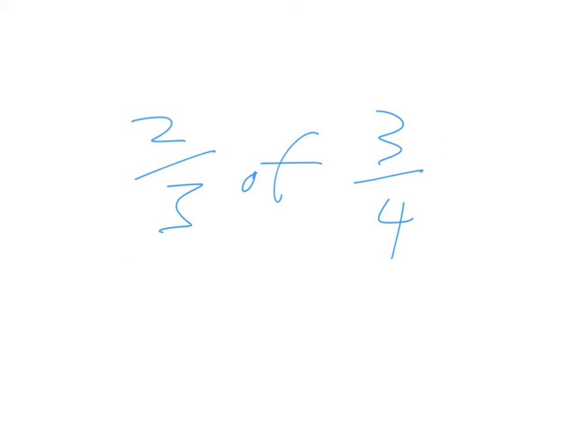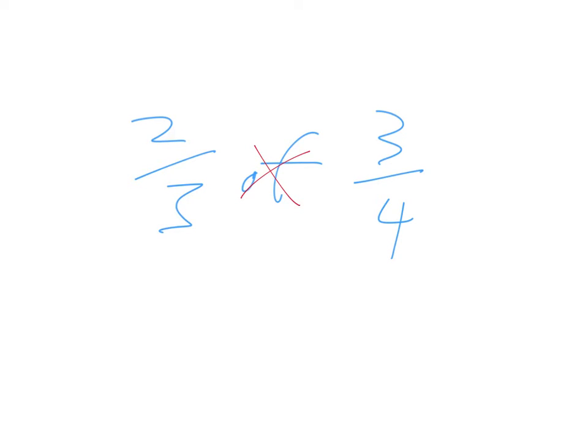Alright, good, this still looks like it's recording. So then you do, like, say, 2/3 of 3/4. So for this one, again, "of" means multiply, so we're really just going to multiply 2/3 times 3/4.